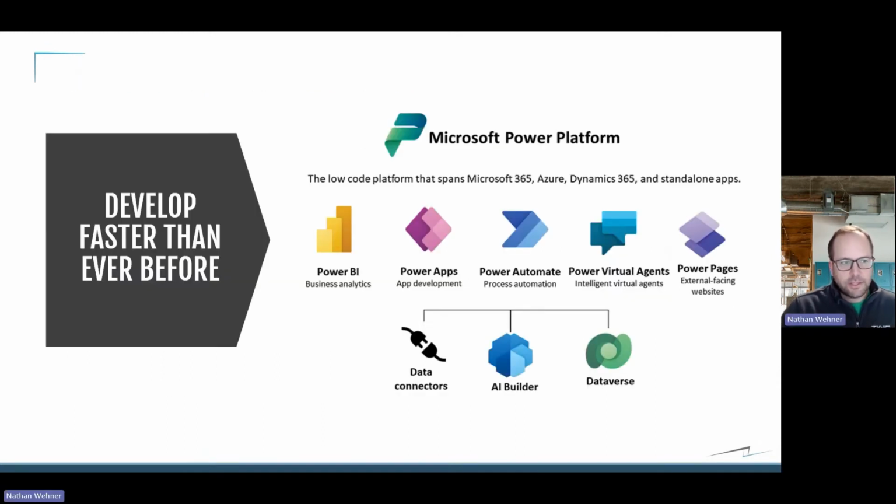So before we dip in too much, what is the Microsoft Power Platform? I'm assuming some of you know what it is. Some of you know kind of what it is. Well, let's talk about it a little bit. Microsoft's Power Platform is their low-code platform that spans Microsoft 365, formerly known as Office 365, Azure, Dynamics 365, as well as a host of standalone applications. It's there to help you develop faster than you've ever been able to do before, and it does it with some of these tools that you're seeing here on the screen.